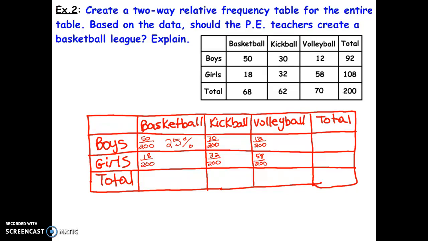25%. 18 divided by 200 is 0.09. So we multiply that by 100. That is 9%. 30 divided by 200 is 0.15. Multiply that by 100. That is 15%. And let me just finish up the rest because I think you guys have the idea.